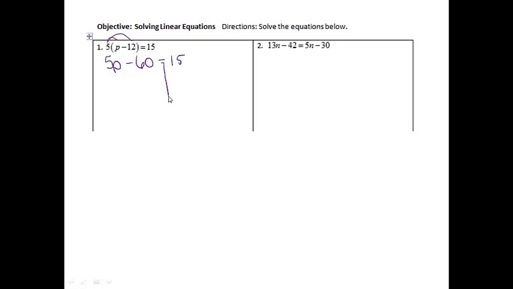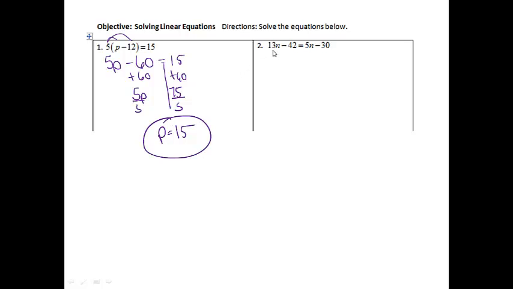And some of you like to draw a line, so go right ahead. To get p by itself, we want to get rid of the minus 60, so we're going to do plus 60. And so now we'll have 5p equals 75, and then to get rid of the 5, we'll just divide both sides by 5, and we will get p equals 15.